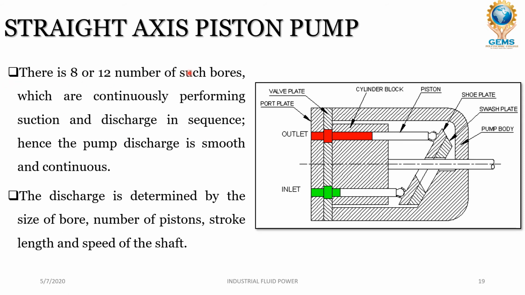There are 8 or 12 such bores. We are seeing 2, but in normal cases there are 8 to 12 such bores, which continuously perform suction and discharge in sequence. Hence the pump discharge is smooth and continuous. 8 or 12 bores means 4 for suction and 4 for discharge, or 6 for suction and 6 for discharge. The discharge is determined by the size of the bore, number of pistons, stroke length, and speed of the shaft. These are the parameters which determine the discharge.